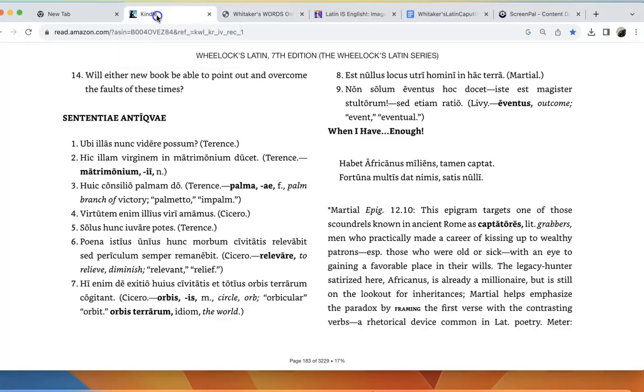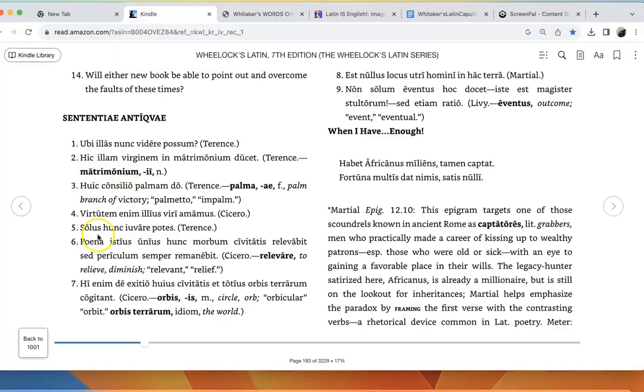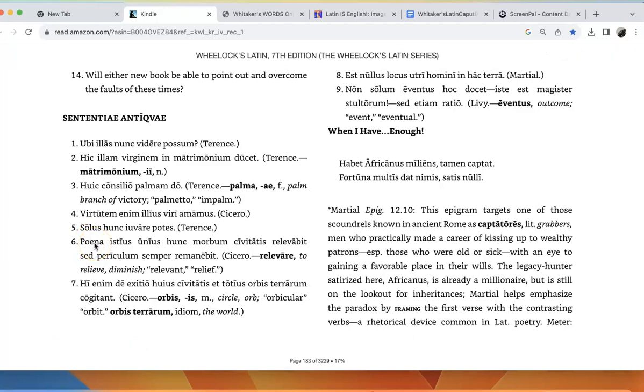So the punishment of that one man, I'll try to explain once I go through this and write it down in English. I'll go back and explain it. But this is istius unius hunc. So of that one, of this one man, I guess, in this case.